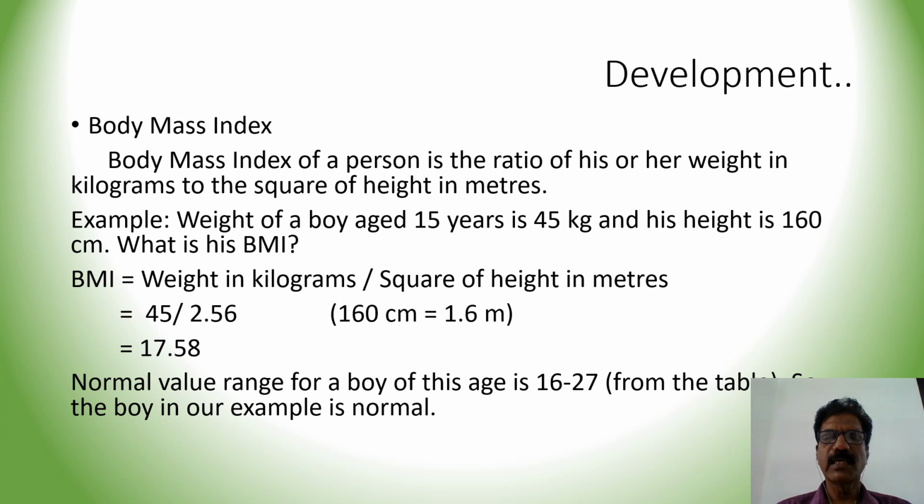Normal value range for a boy of this age is 16 to 27. This value range is taken from the table. This table is given in the textbook also, and we see that the value we got, 17.58, falls within this range. So the boy we took as an example is a normal boy. Okay, he is not underweight or obese. Okay, let's move on.